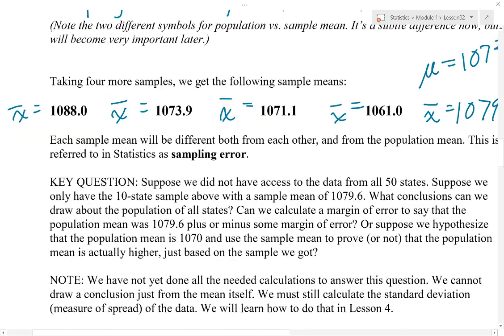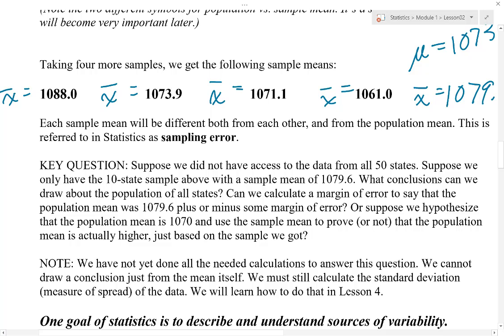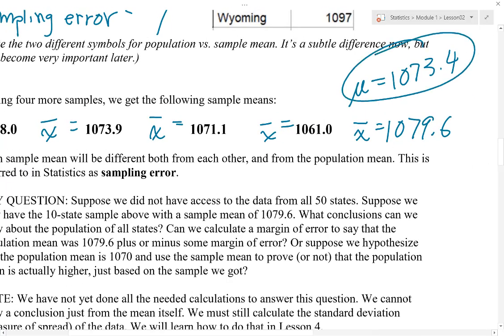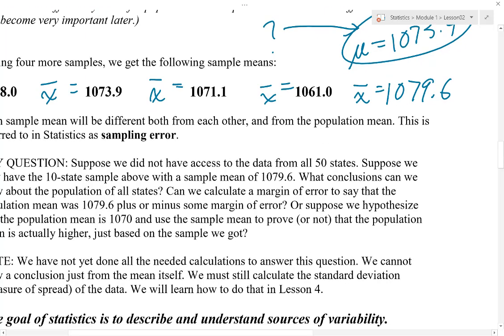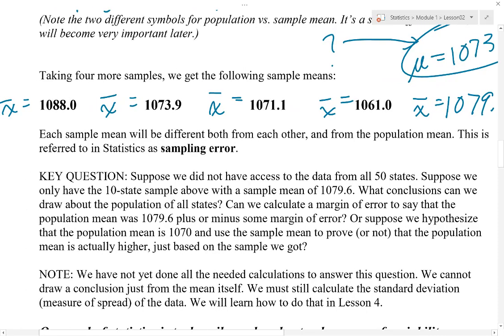Now, here's where we're eventually going with this. Suppose we did not have access to all 50 states, the numbers from all 50 states. Now, in this case, it's easy enough to look it up. But what we're going at eventually is we're not going to have access to the entire population. So we are not going to know what this is. That's going to be ambiguous. We're not going to know what the population mean is. And we're going to have this sample data, and we have to make inference. That's what statistical inference is.